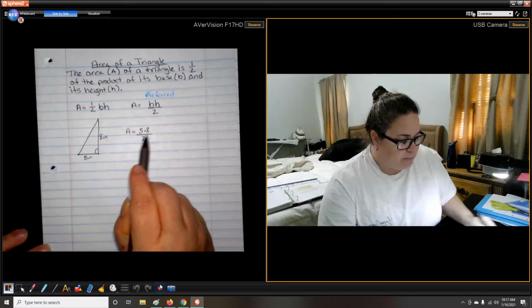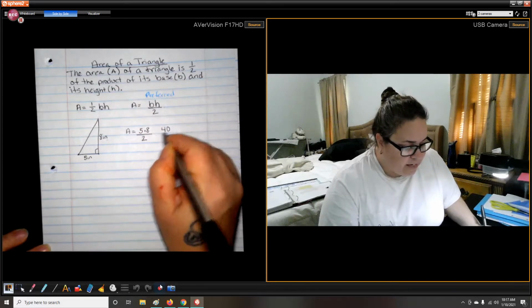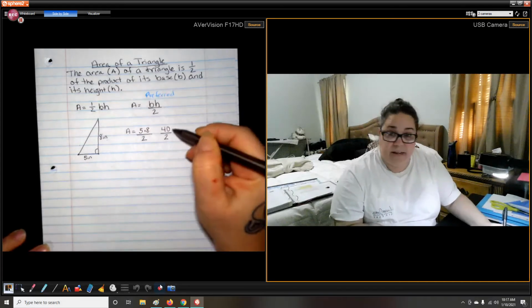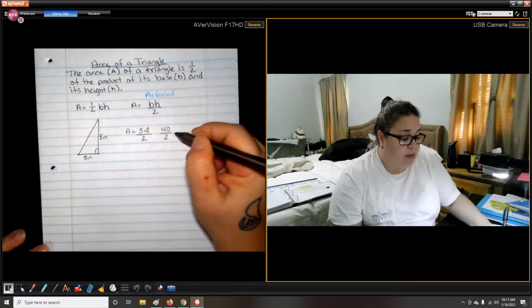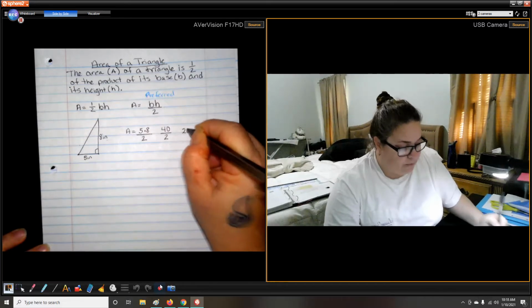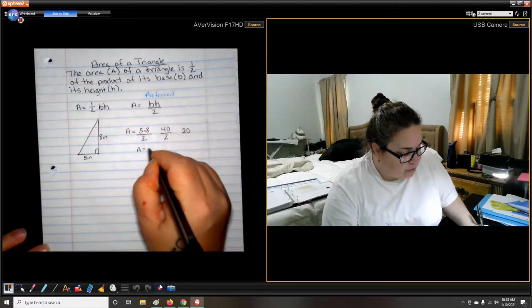So 5 times 8 is 40. And I can't do anything with the 2, so it's still divided by 2. Now I divide, okay? So 40 divided by 2 is 20. So that means area equals 20.